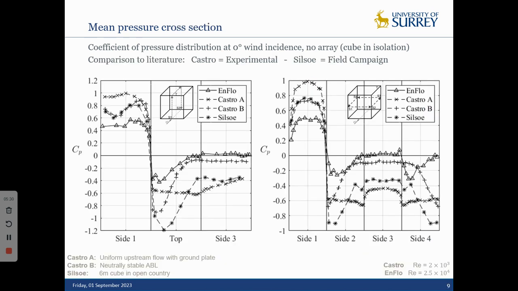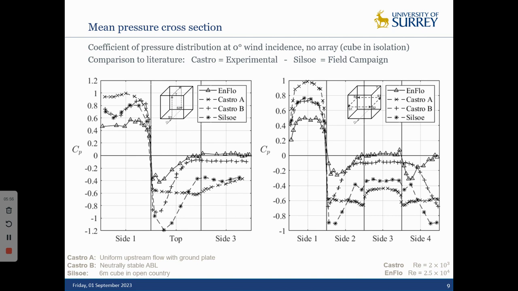The next part of our validation was to compare this data to published results from literature. So we compared it to some previous experimental cases and some fieldwork data as well. This is the cross-section across the top of the cube and also horizontally around the midsection of the cube as well.